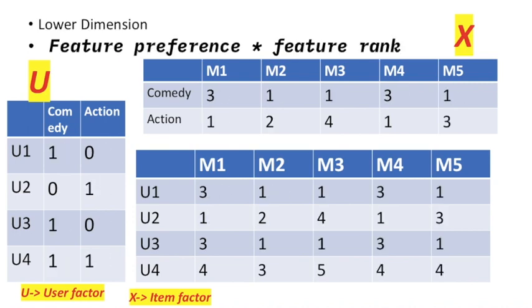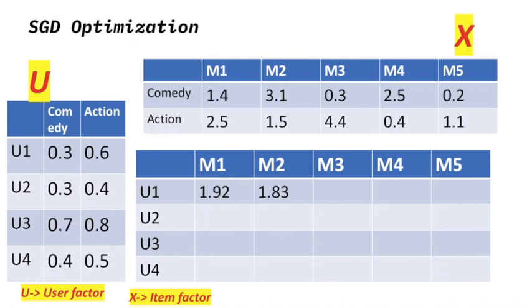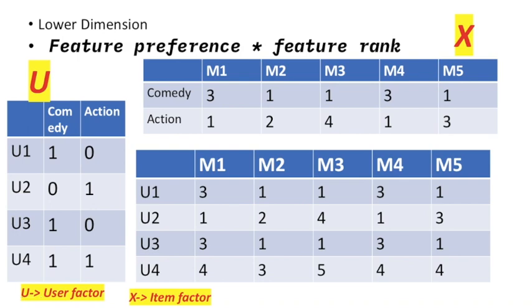You remember the standing on a cliff and we are trying to come down to an optimal valley. The same thing has to be applied over here, where we define a random number to the preference, the user factor, and similarly for the item factor. Okay, and in this case, randomly I've taken 0.3 and 0.6 for the comedy and action for the user 1, and for the movie 1 it is 1.4 and 2.5. Now if you do the cross product, we get M1 as 1.92, and if you go back and see our actual rank matrix, it is 3.